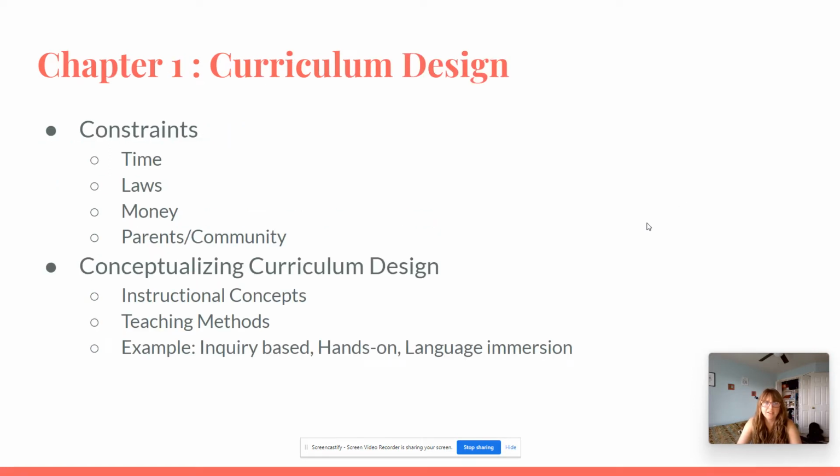The second big idea was constraints. So again, time. How much time do you have? Are there any laws that you have to take into account when coming up with this new curriculum? Money. How much money do you have to put towards paying people to work on this new curriculum? And also think about parents and community.